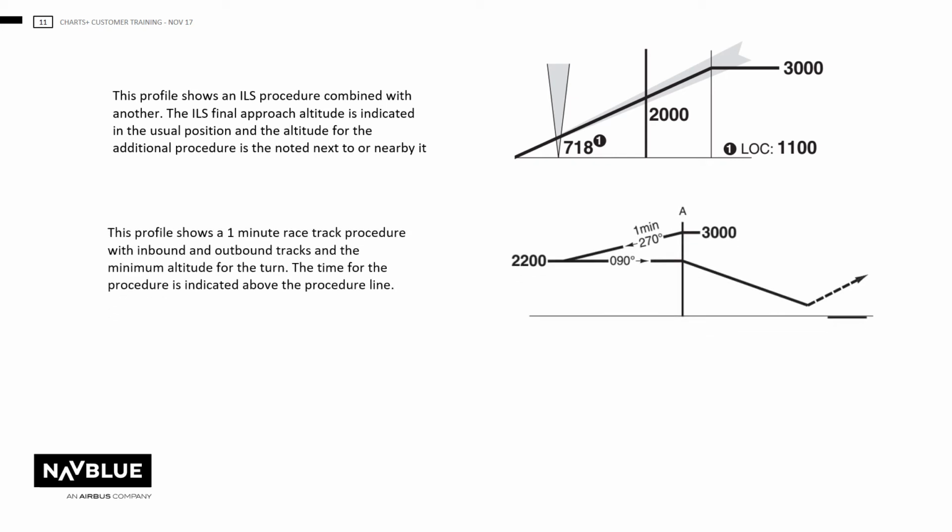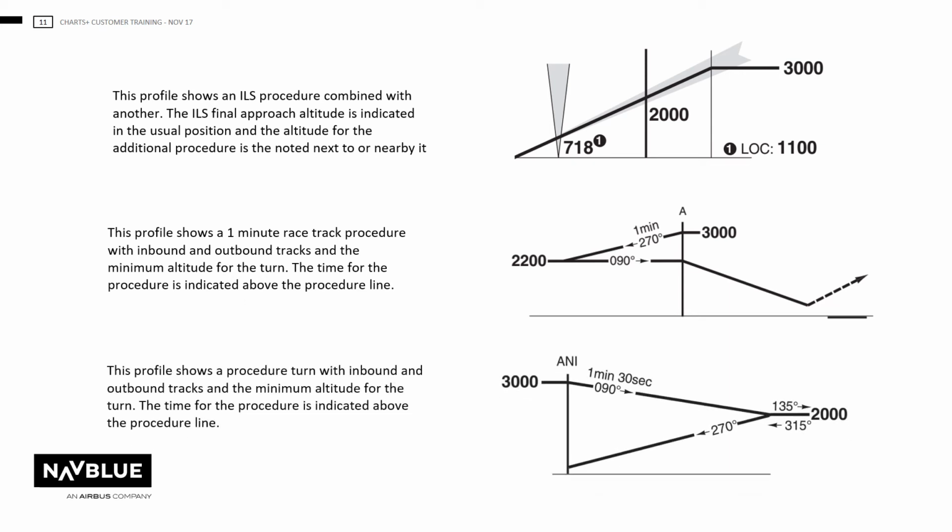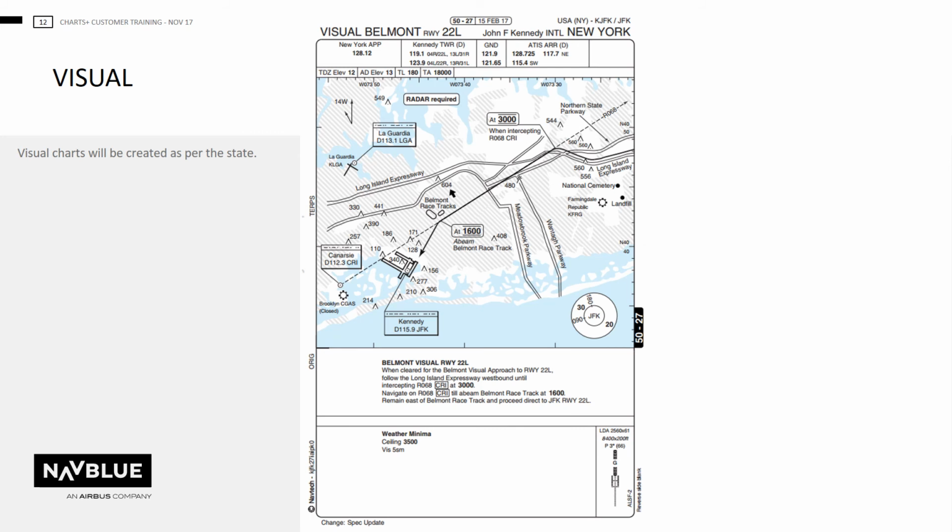This profile shows a 1-minute racetrack procedure with the inbound and outbound tracks. The time for this procedure is indicated above the procedure line. This profile shows a 45-degree procedure turn with the inbound and outbound tracks. The time for this procedure is also indicated above the procedure line. Visual charts will be created as per the stage or by request.